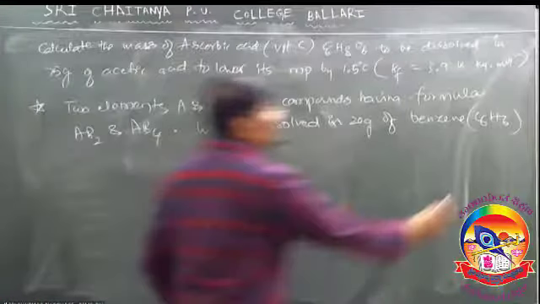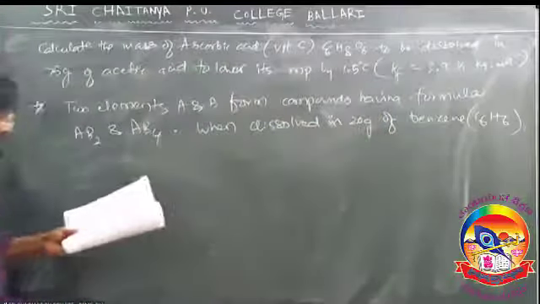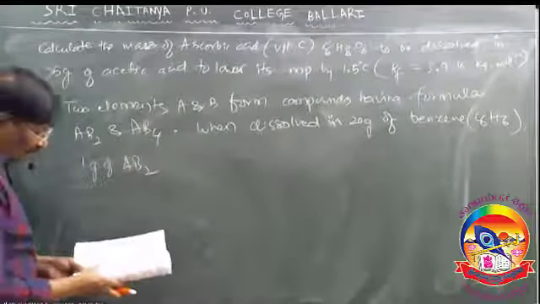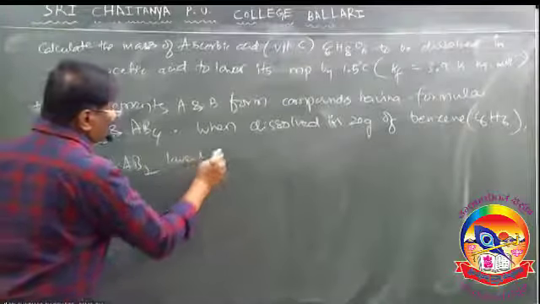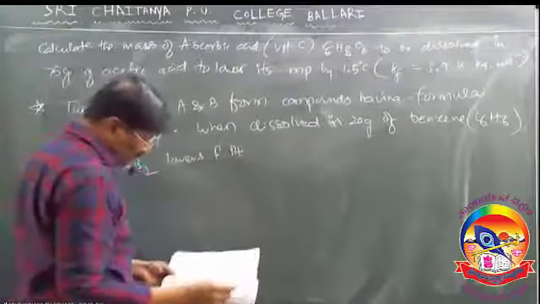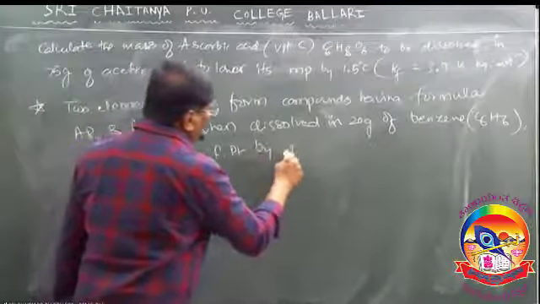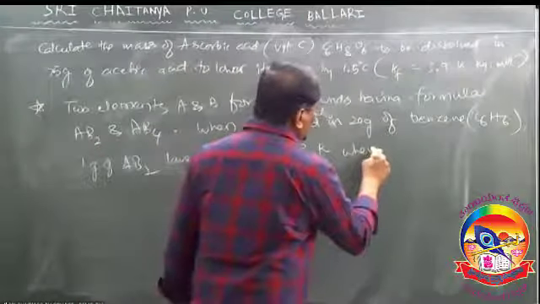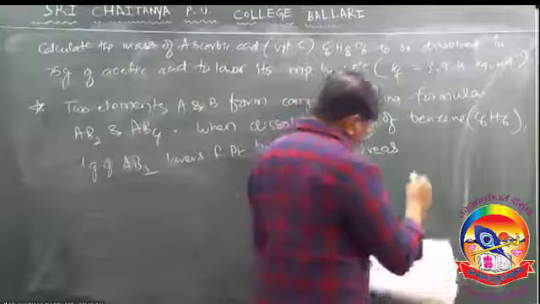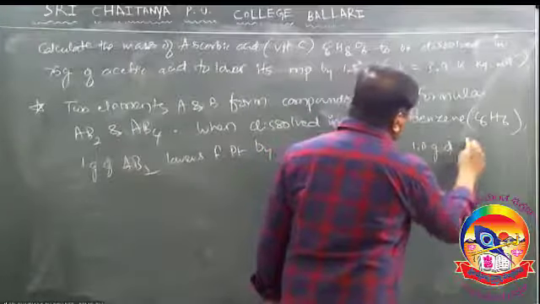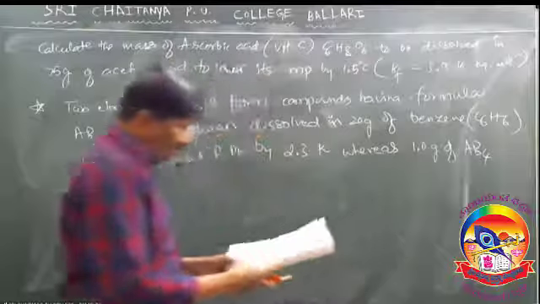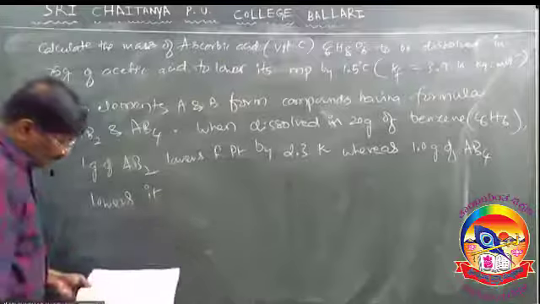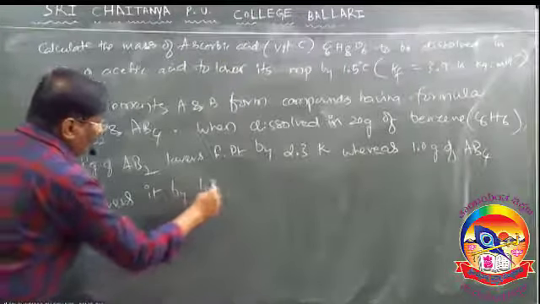Benzene. 1 gram of AB2 lowers the freezing point by 2.3 K, whereas 1.0 gram of AB4 lowers it by 1.3 K.